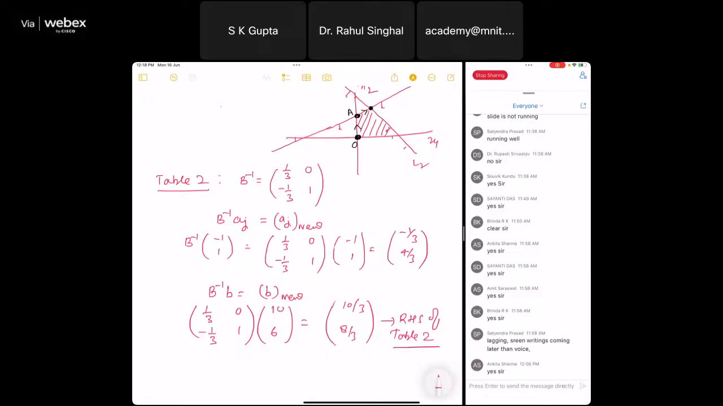So what I want to tell you is that if I know the problem formulation, and I know the B inverse of any table, I can easily compute the other columns or any other entry of that table using B inverse. Is it clear? Right? Any doubt up to here?